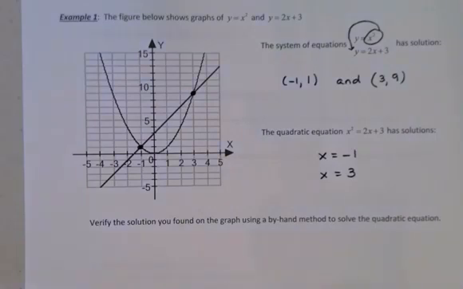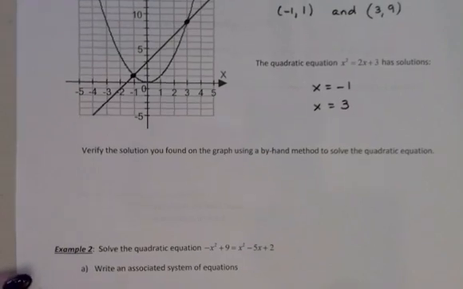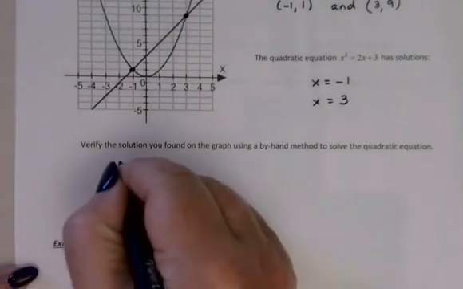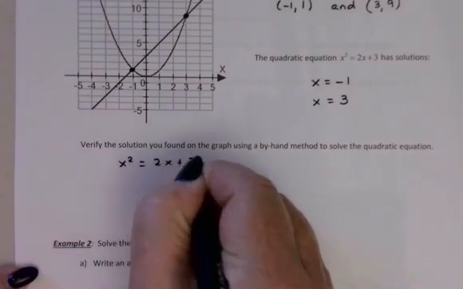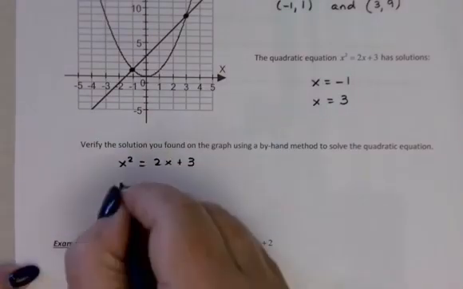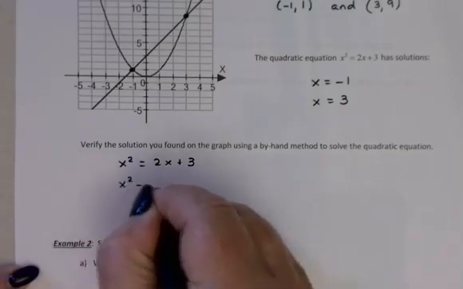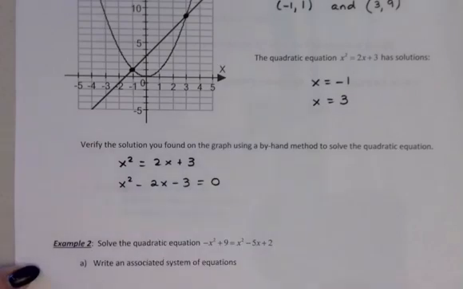Let's verify this by hand. We certainly know how to solve that equation using a by hand technique. If I have x squared equals 2x plus 3, I could subtract to get it equal to 0, right? When you have a quadratic equation, most of the time, getting it equal to 0 is the way we want to start.